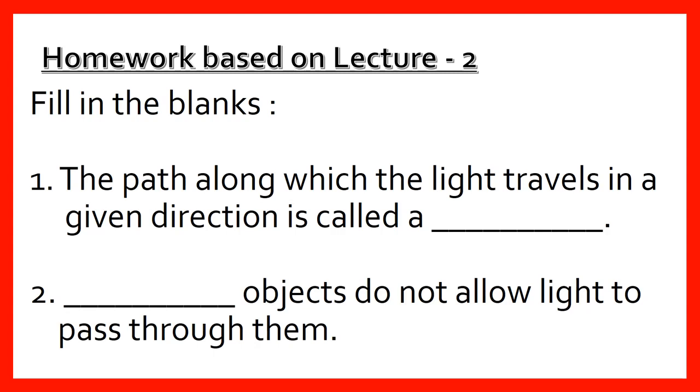Question number 1. The path along which the light travels in a given direction is called dash. Question number 2. Dash objects do not allow light to pass through them.